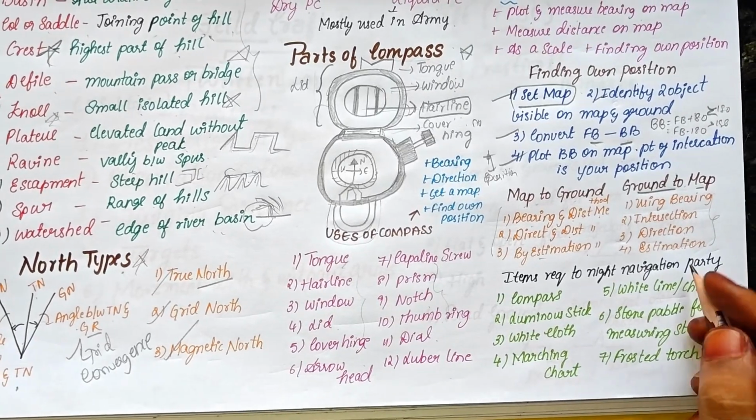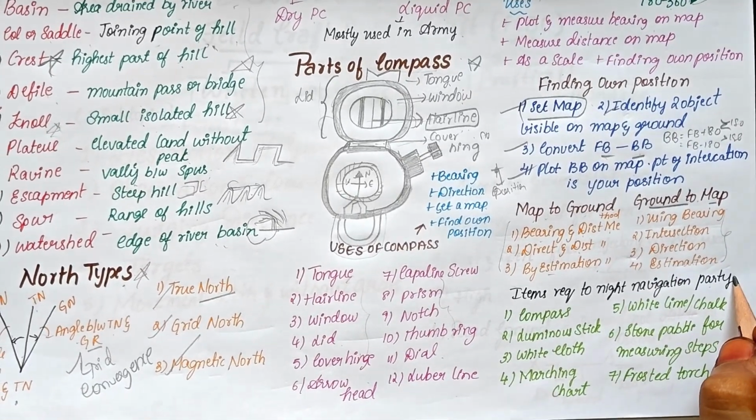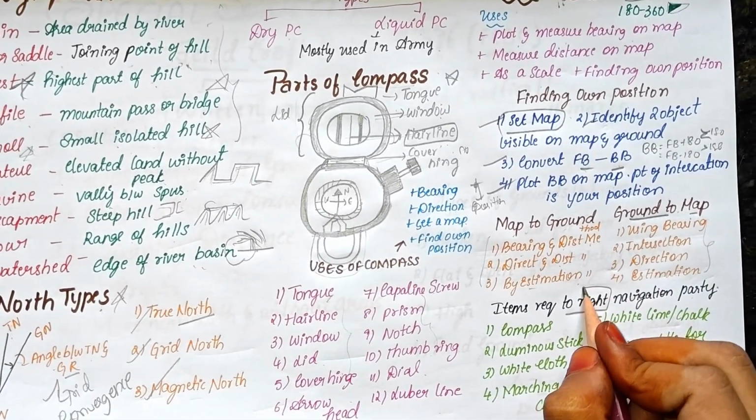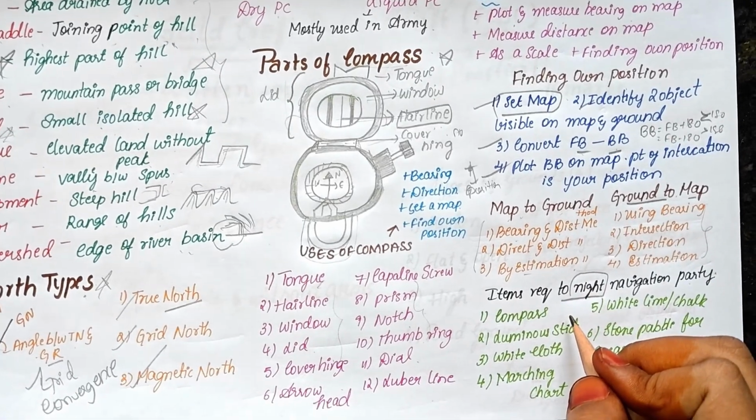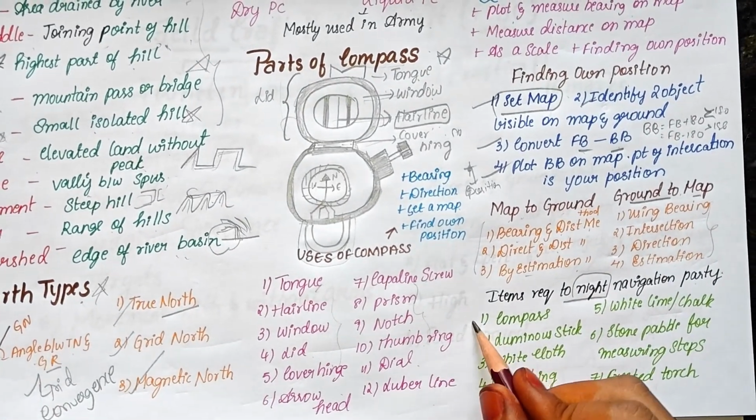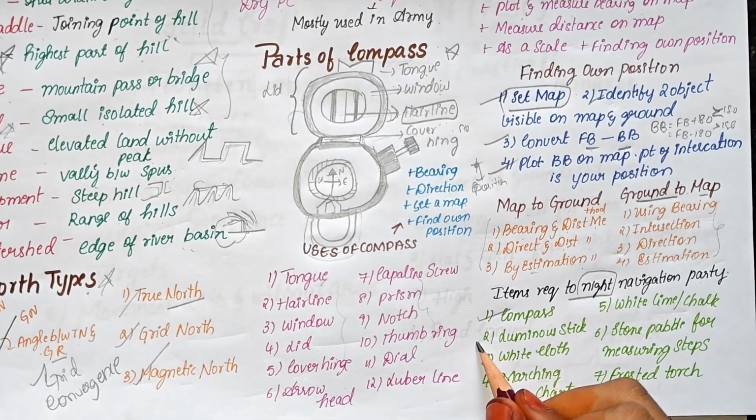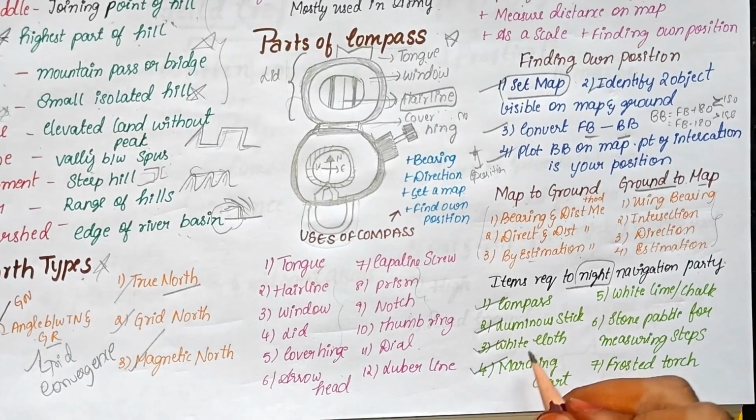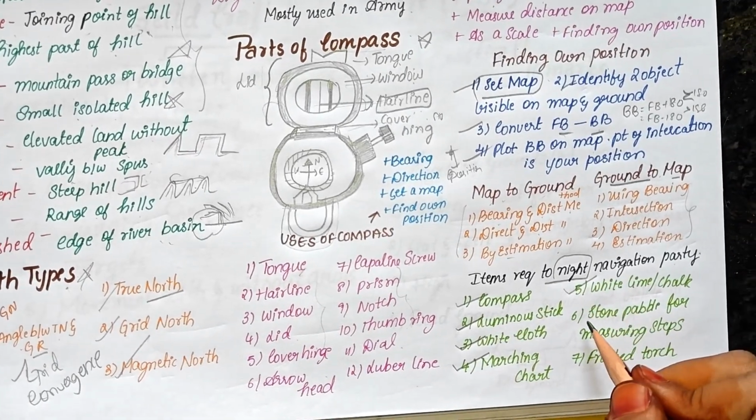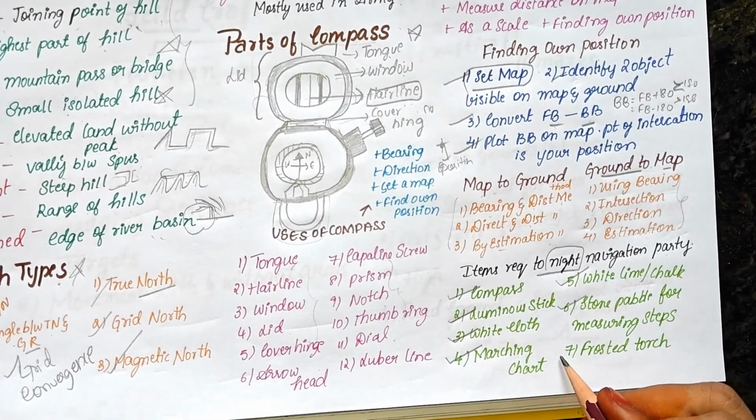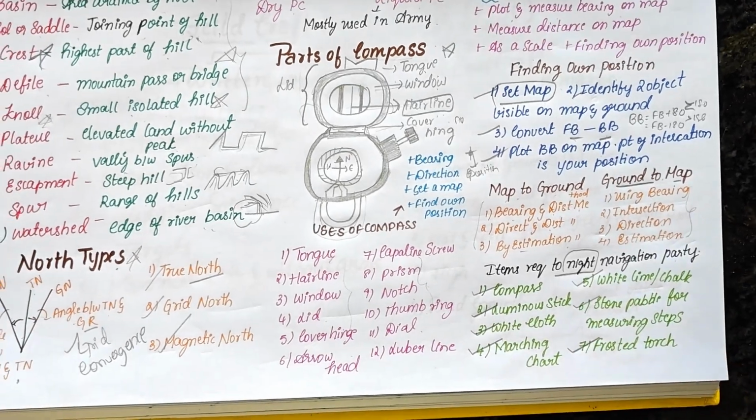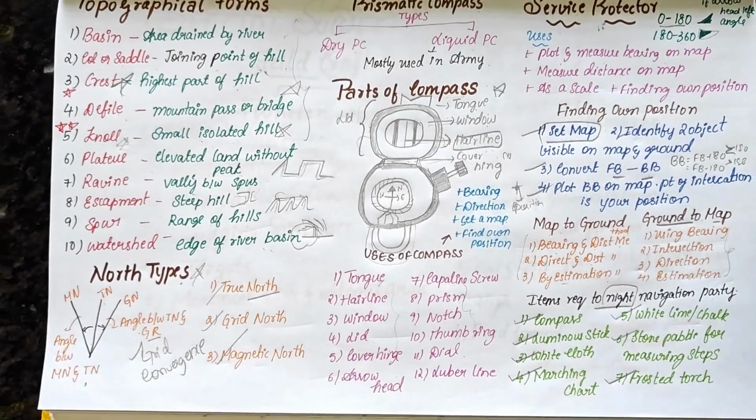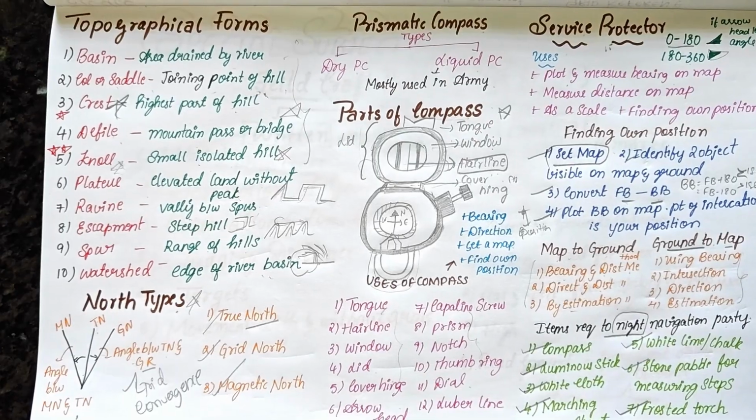So, items required for the navigation party at nighttime, so that they can attack the enemy. What are those items? The compass is compulsory, and a luminous stick, white cloth which will be visible in the dark, the marching chart, and white lime or chalk, stone pebbles for measuring steps, and a torch. These are the important topics and subtopics of map reading.